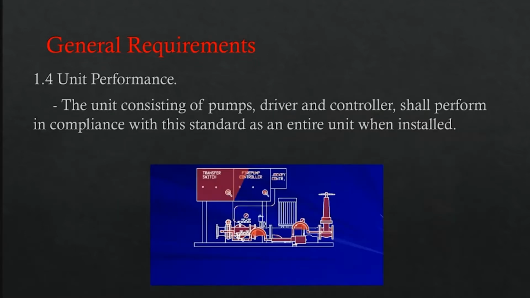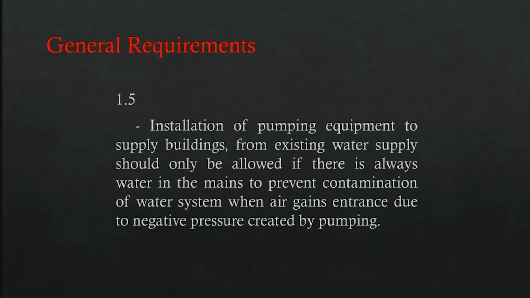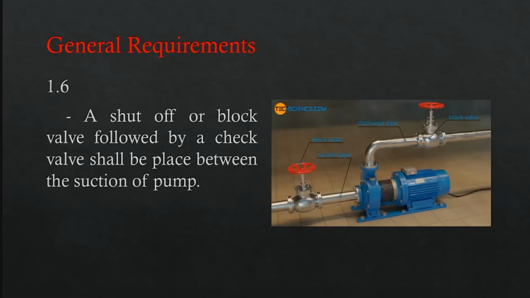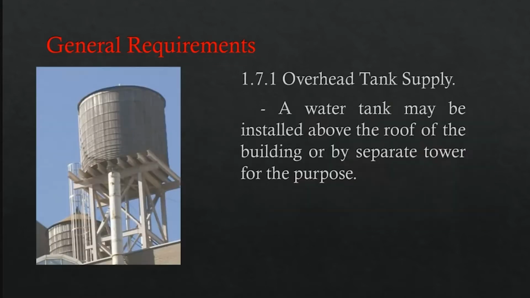The unit consisting of pumps, driver, and controller shall perform in compliance with this standard as an entire unit when installed. Installation of pumping equipment to supply buildings from existing water supply should only be allowed if there is always water in the mains, to prevent contamination of the water system when air gains entrance due to negative pressure created by pumping. A shut-off or block valve followed by a check valve shall be placed between the suction of the pump.